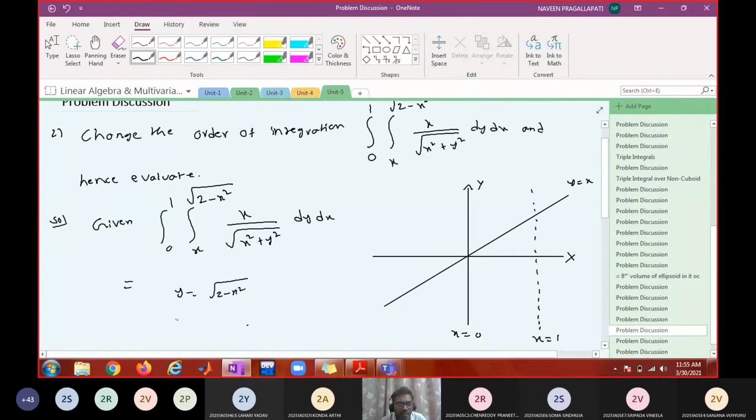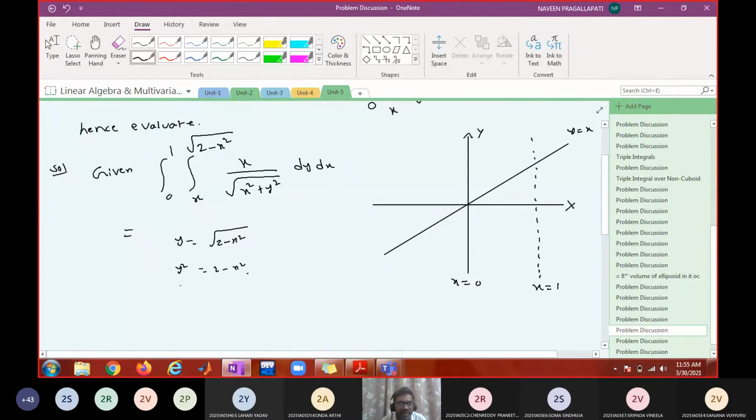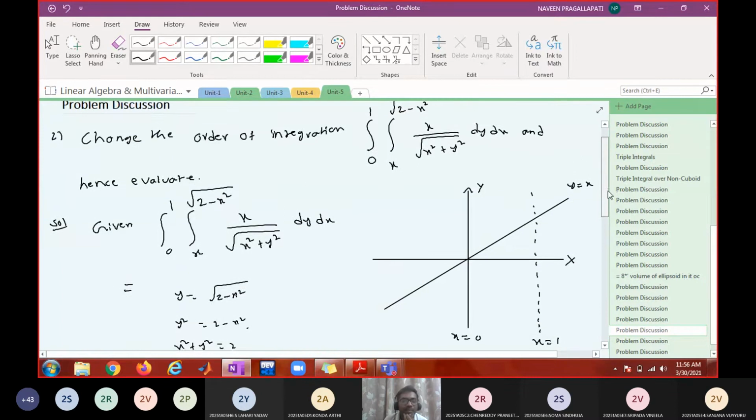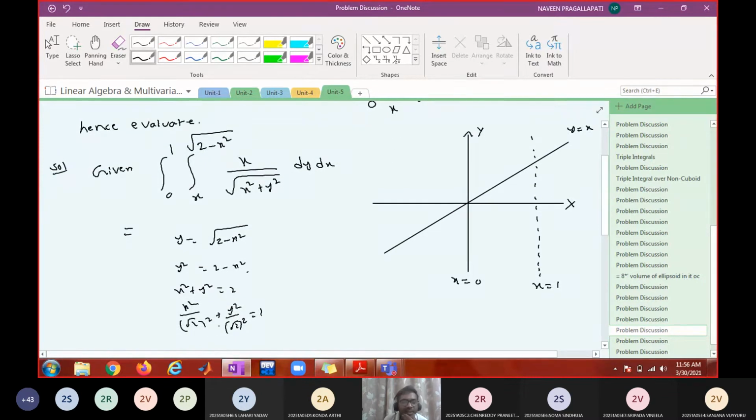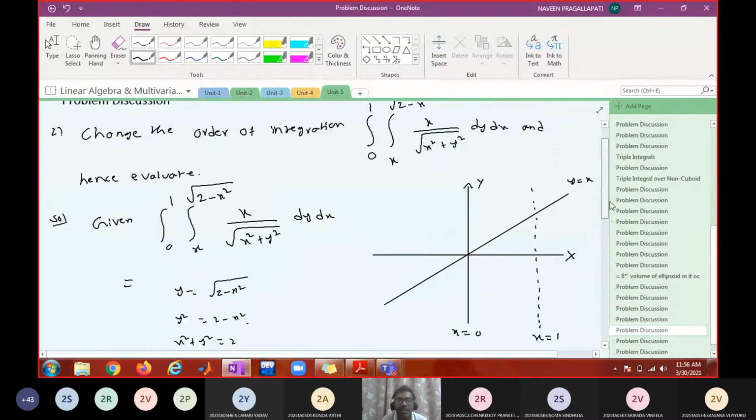What do you mean by y equal to that? So y square equal to 2 minus x square, or x square plus y square equal to 2. That means x square by root 2 whole square plus y square by root 2 whole square equal to 1, which is an ellipse. So the ellipse has points at root 2, 0 and 0, root 2. Root 2 is 1.414, right? So it is beyond this line.